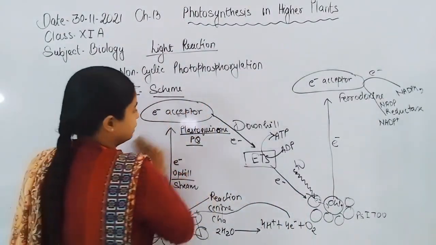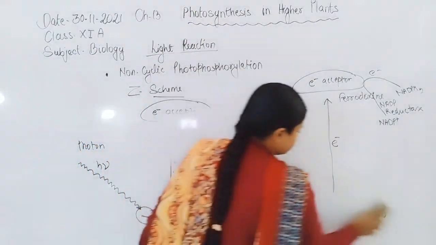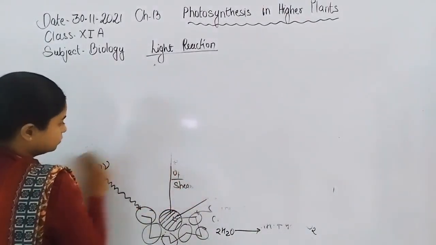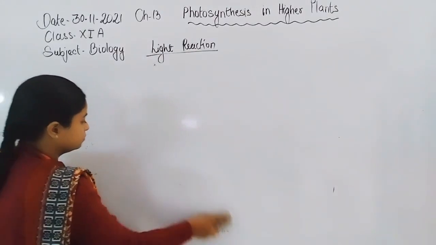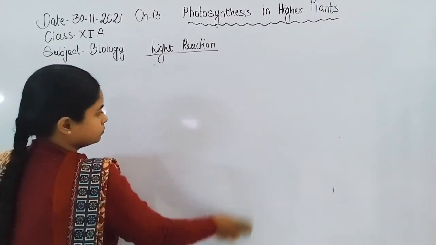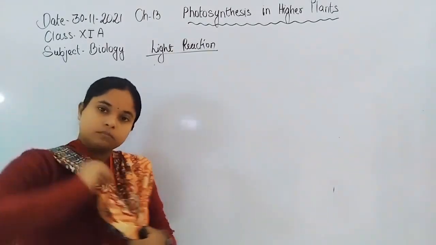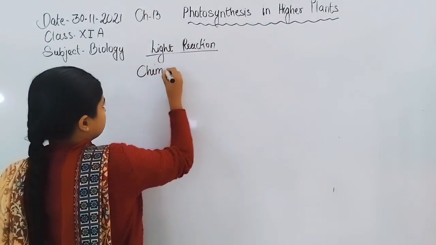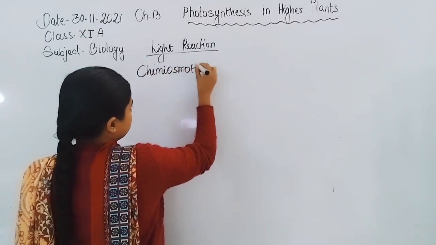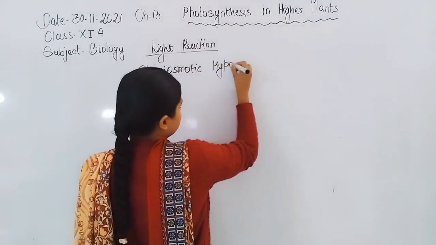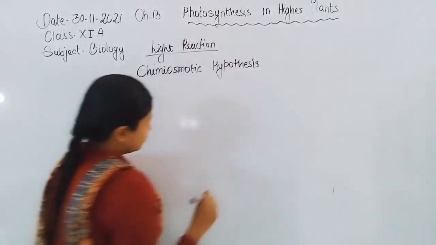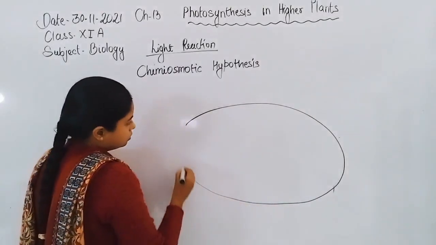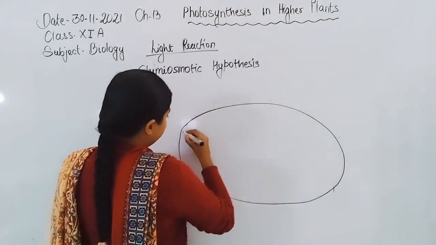Now next is the chemiosmotic hypothesis. In the chemiosmotic hypothesis, the proton gradient is used for the formation of the energy molecule.